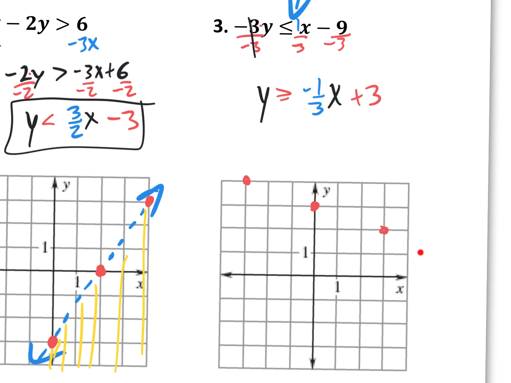After you have your dots, we need to decide if this is a solid line or a dotted line. What do you think? Solid. Why solid? Because it has or equal to, it has that solid line underneath it. So here it is, solid, going right through those dots with arrows on it. And then we either shade above or below, depending on the inequality. That's a greater than. Which way is greater than on the y? Above or below? Above. So we're going to shade in above. So it's a little tiny triangle of a shade.